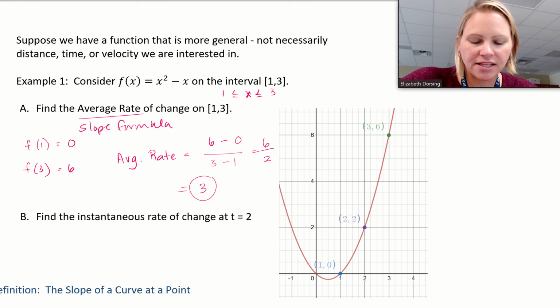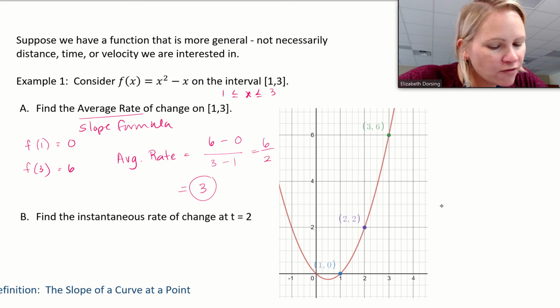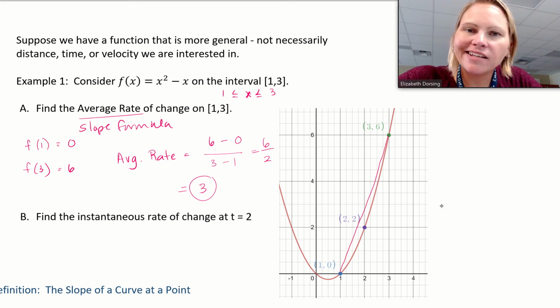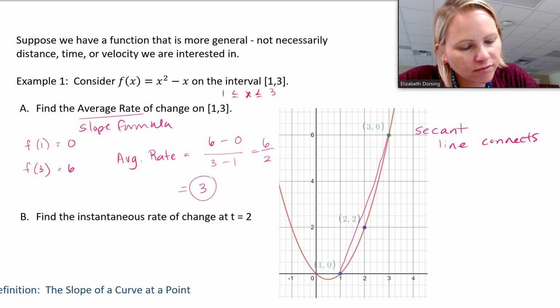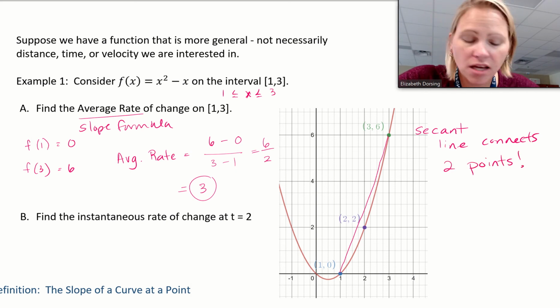So that's how we can find the average. Average means use the slope formula between the two endpoints. Now we want the instantaneous rate at t equals 2. So again, we found the slope of this line. By the way, a line connecting 2 points is called a secant. That's called a secant. And now what we want to do is find the instantaneous rate of change at t equals 2.